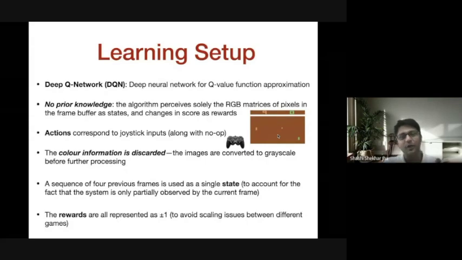To get rid of this problem, they said, okay, nothing doing, all the rewards are plus and minus 1. If there is a positive change in the score, it is plus 1. If there is a negative change in the score, minus 1. Done. So this was the learning setup.